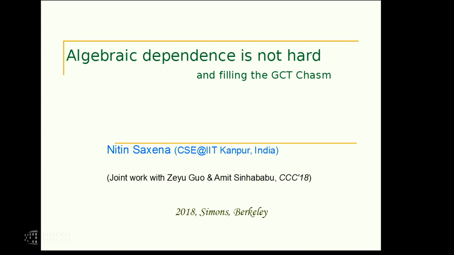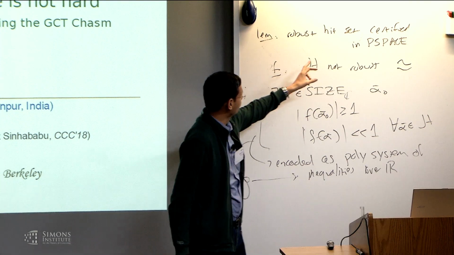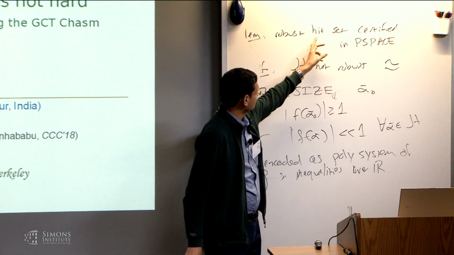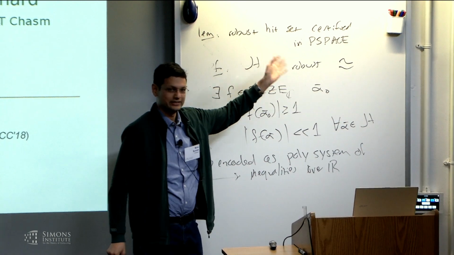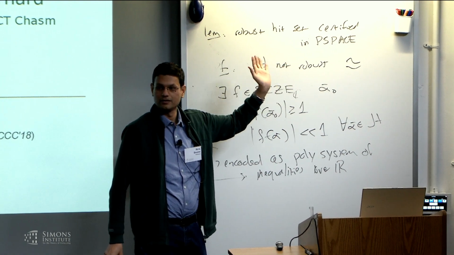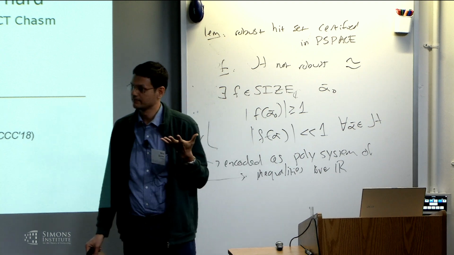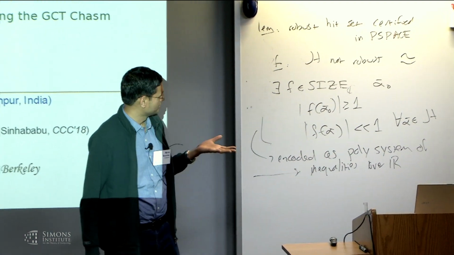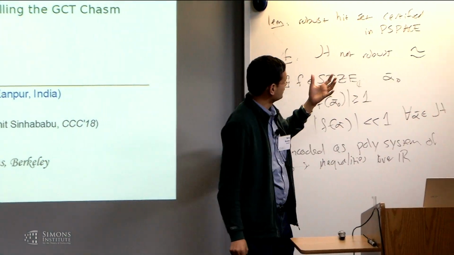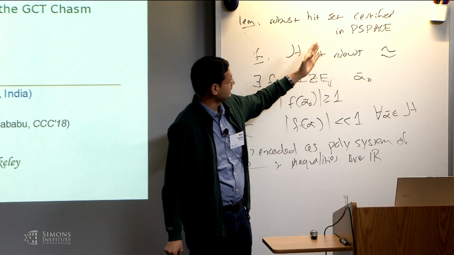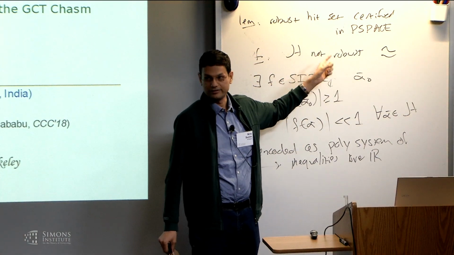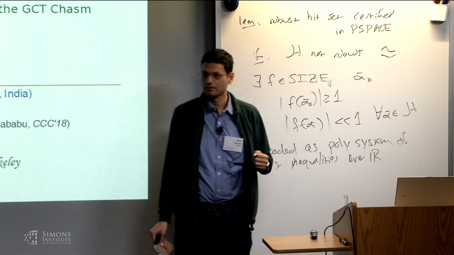So I'll just continue where Michael stopped. I would just want to point out, first of all, that he left this question open: the standard definition of hitting set for VP bar, the verification problem of that. You guess a set and you want to verify whether it hits VP bar, and that verification you want to do in p-space.